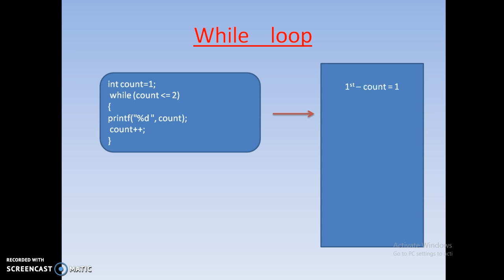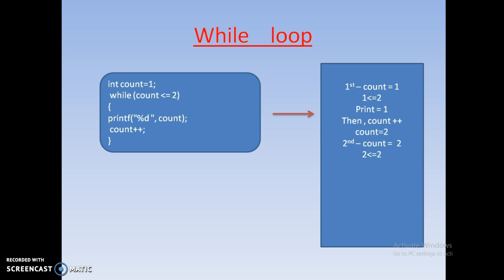First, count value is 1. Then it checks its test condition, that is 1 is less than or equal to 2. Then it prints value 1. Then the count will be incremented by 1. Now count is equal to 2.